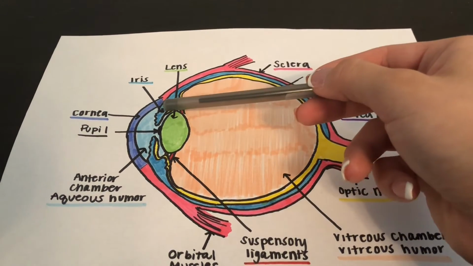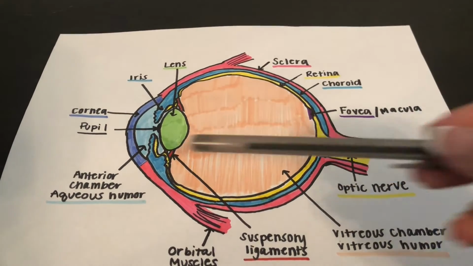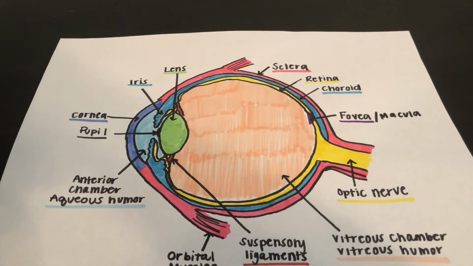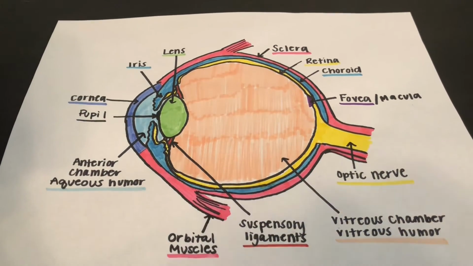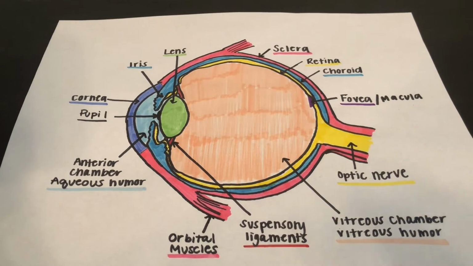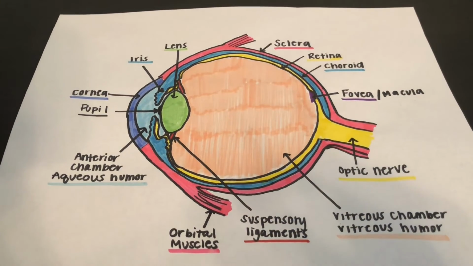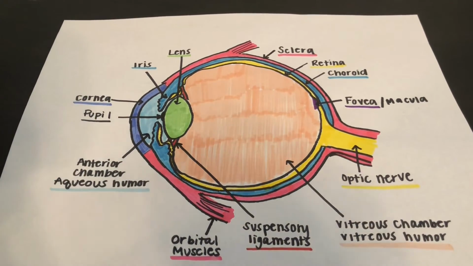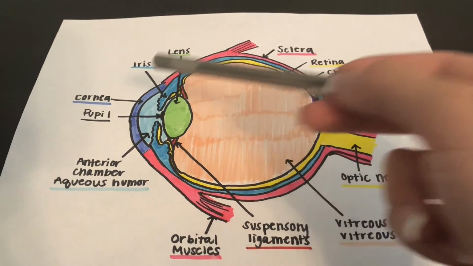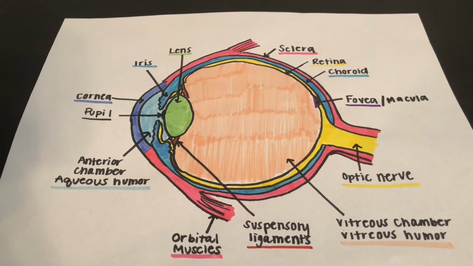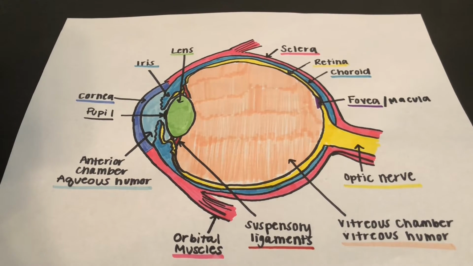Next, I have the iris, which is this structure here and here. The iris is going to contain the pigment that gives the eye color, and it also helps to adjust the eye for brightness. So as brightness is more prominent, the iris of the eye will get a little bit smaller and adjust for those issues. Here I have the cornea. The cornea is that blue structure, which is the outer covering of the eye that also protects the eye.